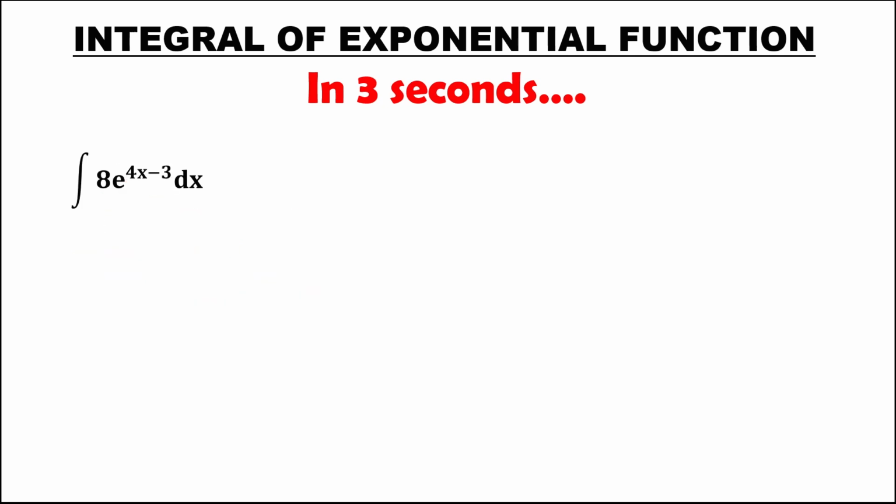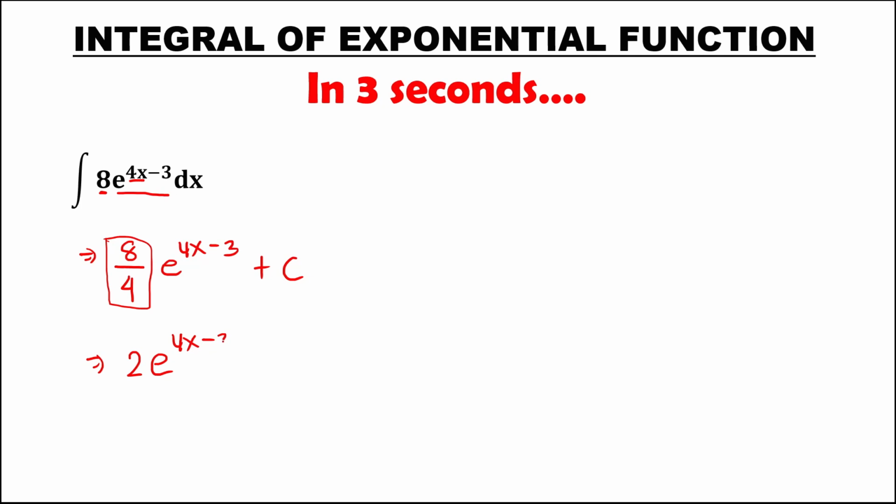Then for this given, to evaluate the integral, first we need to put this constant outside. So we have 8 over the derivative of 4x, which is 4, then copy this given, e to the power 4x minus 3, then plus c. Then we need to reduce 8 over 4, which is equal to 2, so we have 2 e to the power 4x minus 3 plus c.